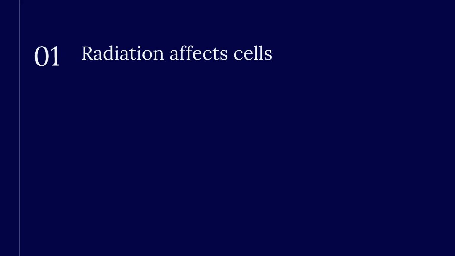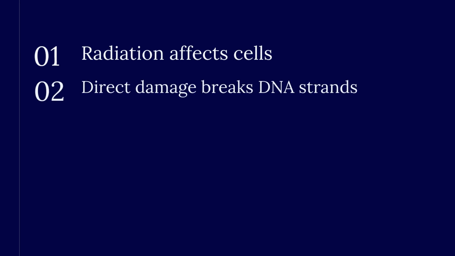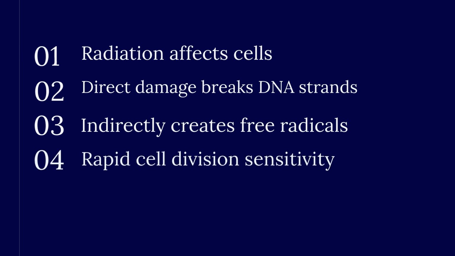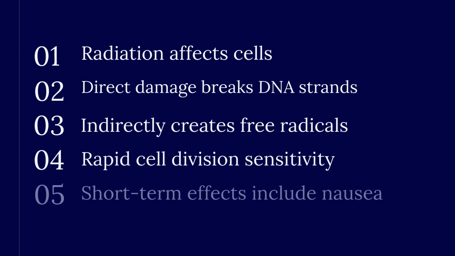Radiation affects cells through direct and indirect damage. Direct damage involves breaking DNA strands, causing mutations or cell death. Indirectly, radiation creates free radicals from water molecules, damaging DNA and proteins. Tissues with rapid cell division are more sensitive, leading to cancer or cataracts. Short-term effects include skin reddening and nausea.